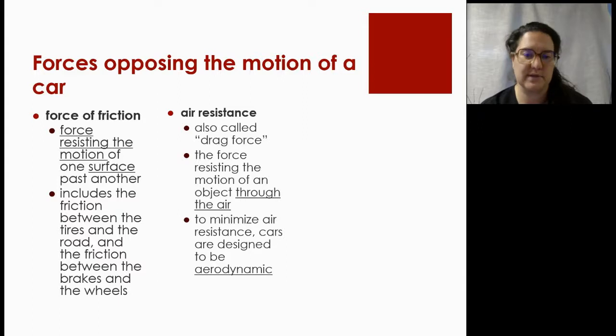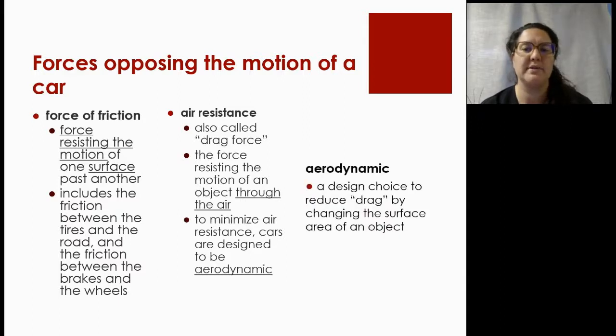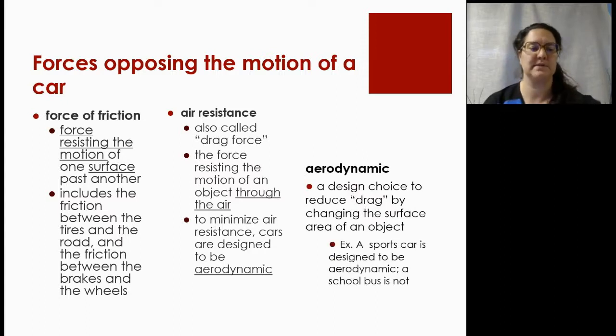And to minimize air resistance, cars are designed to be aerodynamic. And aerodynamic means something has been designed to reduce the drag by changing the surface area of an object. So a sports car is designed to be aerodynamic, where a school bus less so.